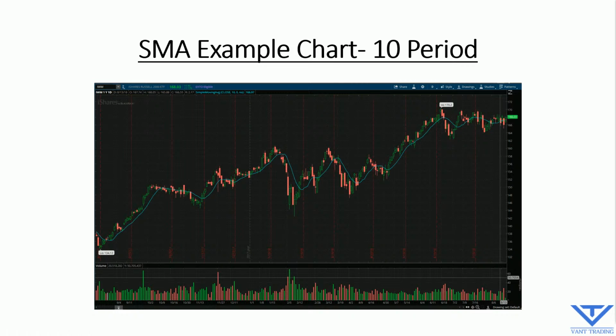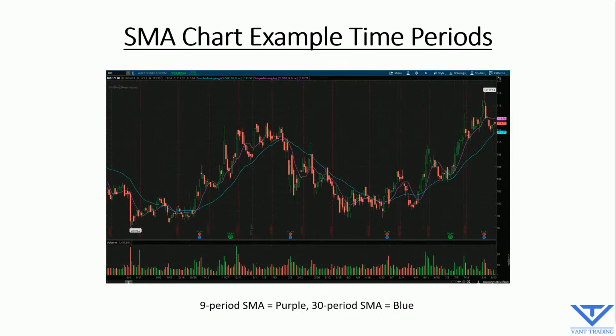Now let's show you an example of using different period SMAs and seeing how tightly they fit the price action. The purple line here is the 9-period simple moving average. The blue line is the 30. Look how much further the price action can get from the blue line. The blue line is a lot smoother. It's not as whippy and crazy as the purple line. And I'm not saying the blue line's better. They both can be used for separate purposes.